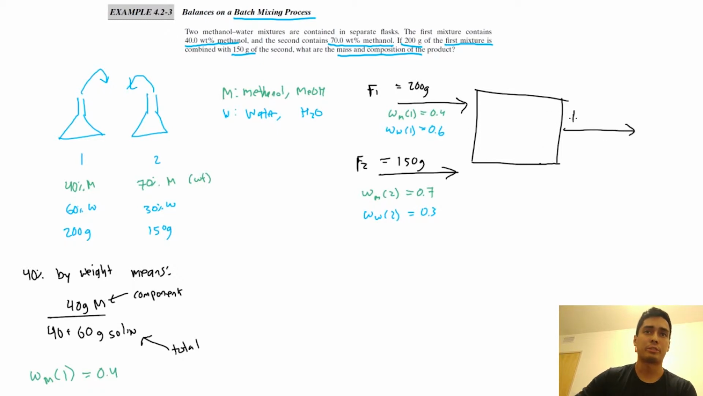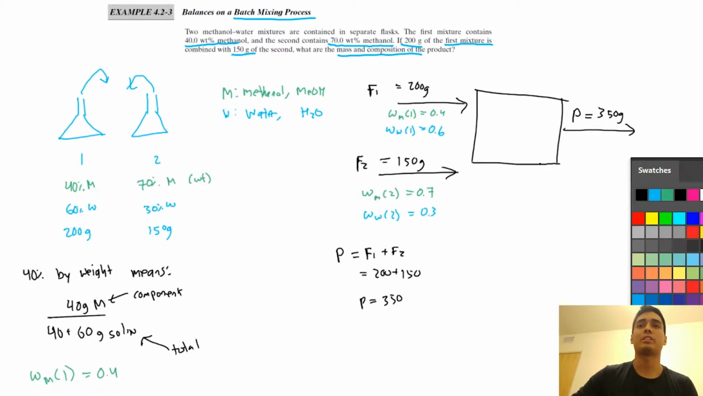And then our final stream is going to be our product. And we know right off the bat, it's going to be 200 plus 150. So let me show that. The product is feed 1 plus feed 2, which is 200 plus 150. So the product is going to be 350. So in total, we should have 350 grams of solution.